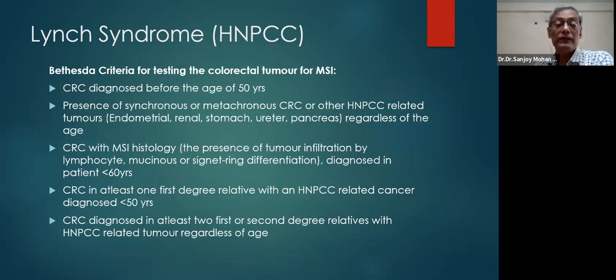So what is the Bethesda criteria? This is for microsatellite instability: CRC diagnosed before the age of 50, and the presence of synchronous or metachronous colorectal malignancy or other HNPCC related tumors like endometrial, renal, stomach, ureter, and pancreas, regardless of the age. CRC with MSI histopathology, that is the presence of tumor infiltrating lymphocytes or mucinous or signet ring differentiation, diagnosed in a patient before the age of 60.